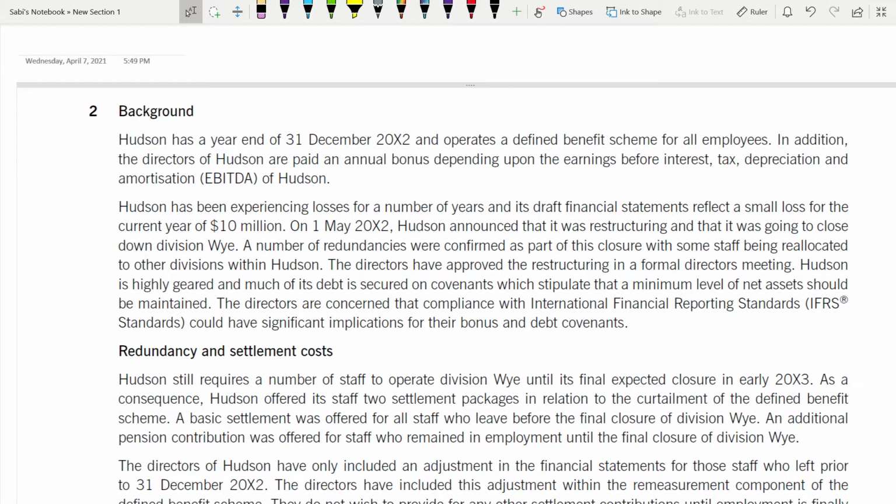This is very important. When a company is experiencing losses for a number of years and the loss current year is 10 million. On 1st of May 2002, Hudson announced that it was restructuring and it was going to close down a division. On which date? 1st of May 2002. When it comes to restructuring, date is very important. It announced that it was restructuring and it was going to close down the division.